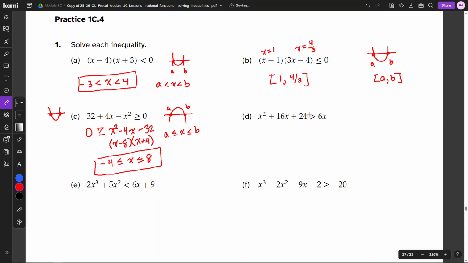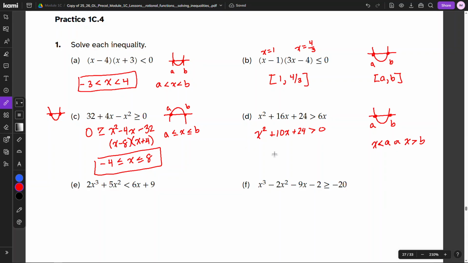Okay. Here we have x² + 16x + 24 is greater than 6x. So let's compare to 0 because we're going to need to compare to 0. So x² + 10x + 24 is greater than 0. That is positive leading coefficient. Intersections, I want when I'm greater than 0, so I know it's going to be if x is less than a, or x is greater than b.